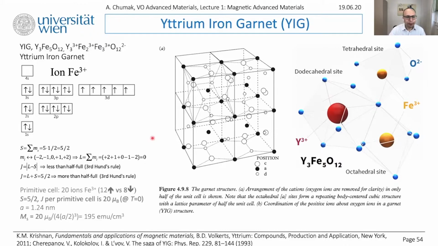Having this information, we have in the primitive cell 20 iron 3+ ions, 12 oriented in one direction, 8 oriented in another direction. So per primitive cell, you will get then 20 Bohr magnetons. And then, when you know the lattice constant, it's a huge material with 80 atoms per primitive cell, and this is the lattice constant of this material, you can do the simplest mathematics and calculate the saturation magnetization for yttrium iron garnet, but of course at 0 temperature.